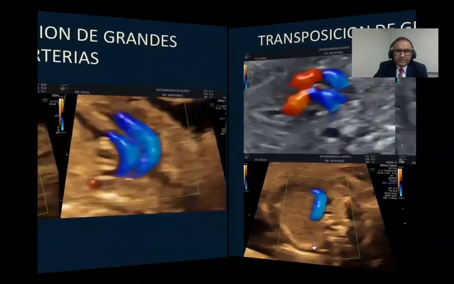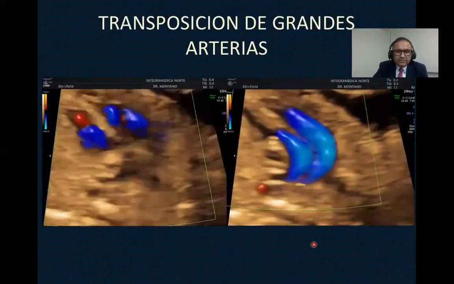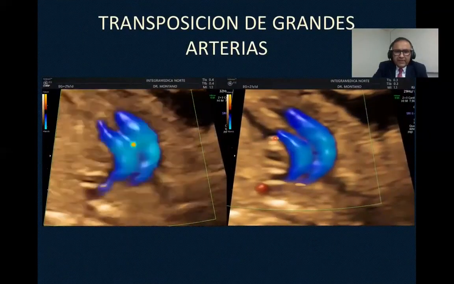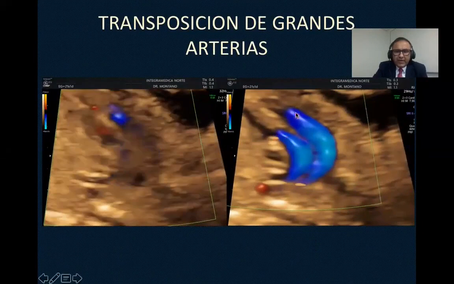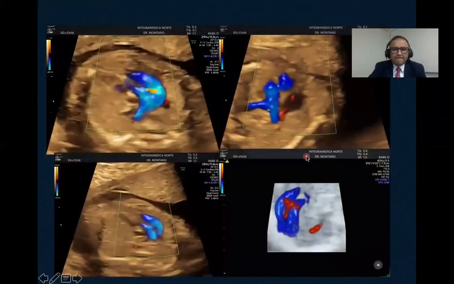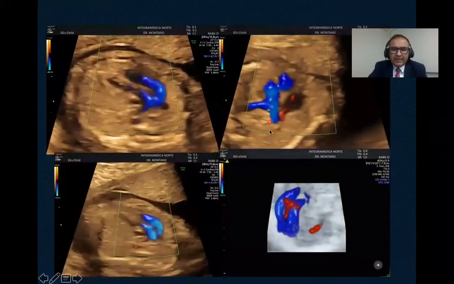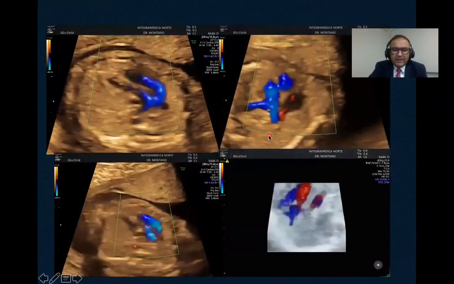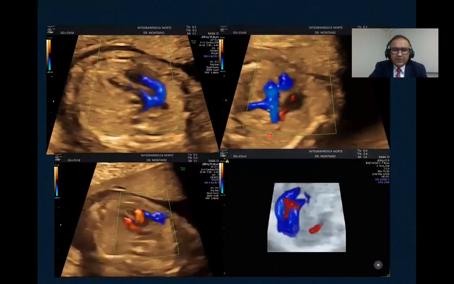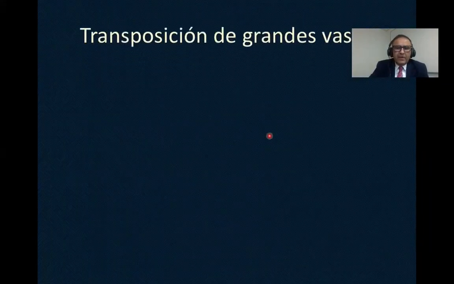Here, the three-vessel and trachea view is clearly seen. Two vessels and this classic shotgun barrel sign with the aorta anterior and the pulmonary artery posterior. Again, there and here, we see how the pulmonary artery is emerging from the left ventricle and immediately bifurcates, and here in stick volume, how these vessels run in parallel, side by side.